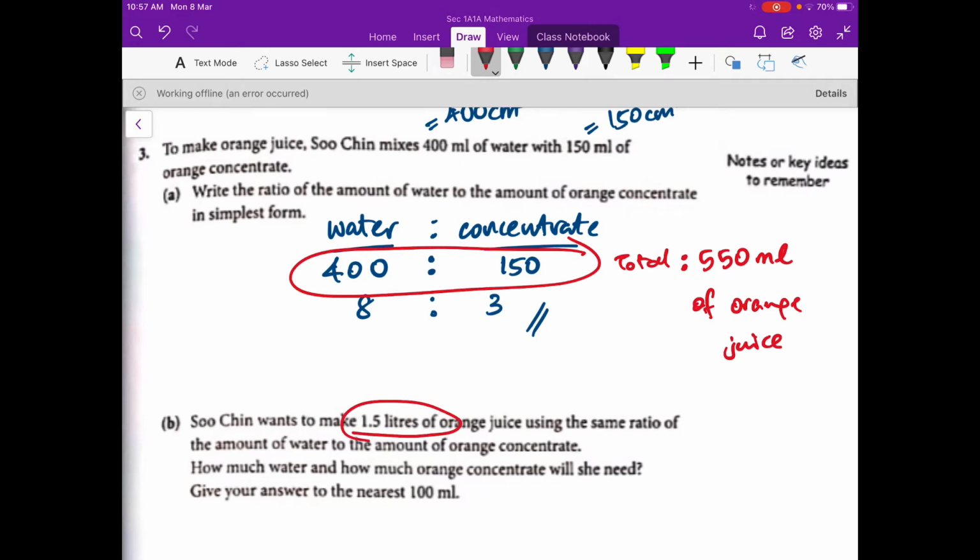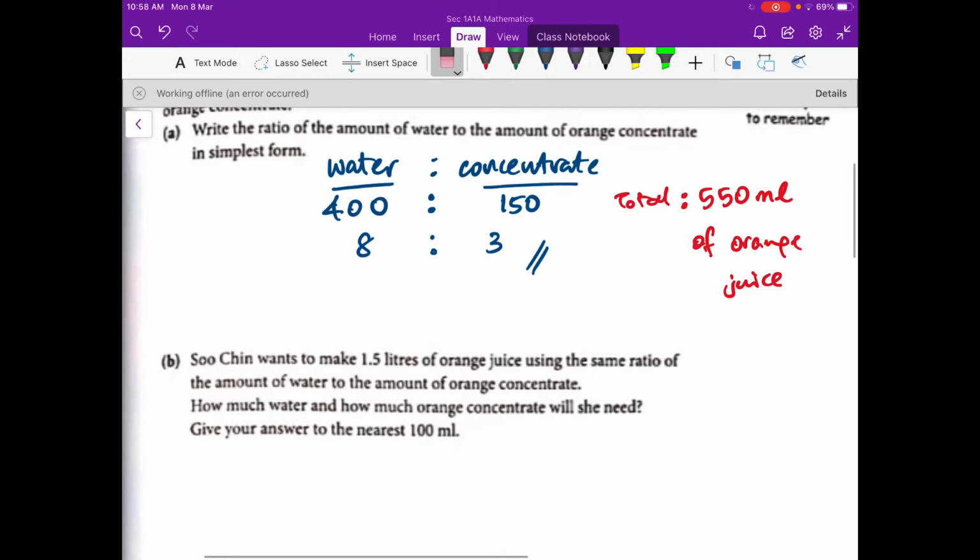So I can be very sure our final answer for water and orange concentrate is going to be more than 400. It's going to be more than 150. Do you agree? Yes. Makes sense, right? No. Okay, then how do we get the answer? We make use of the ratio. Yes?